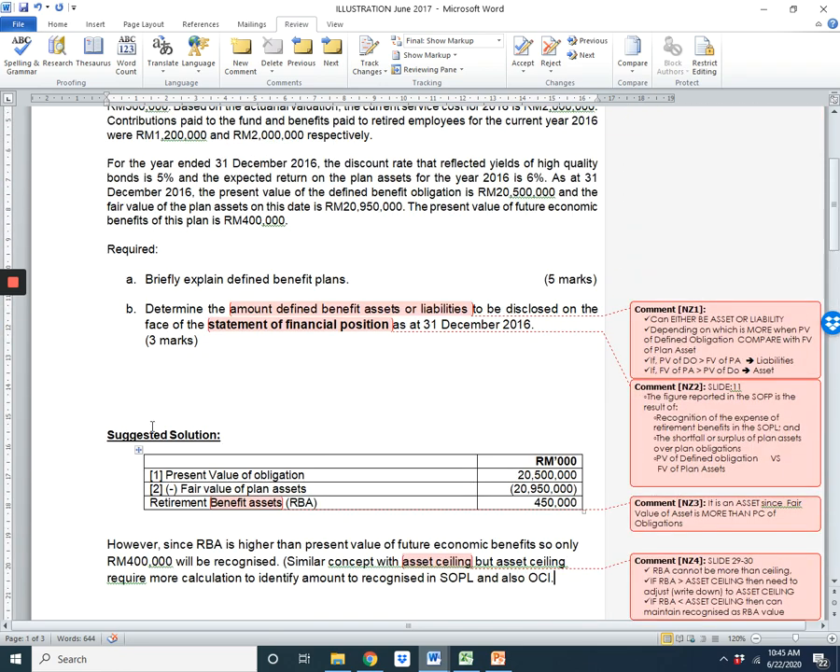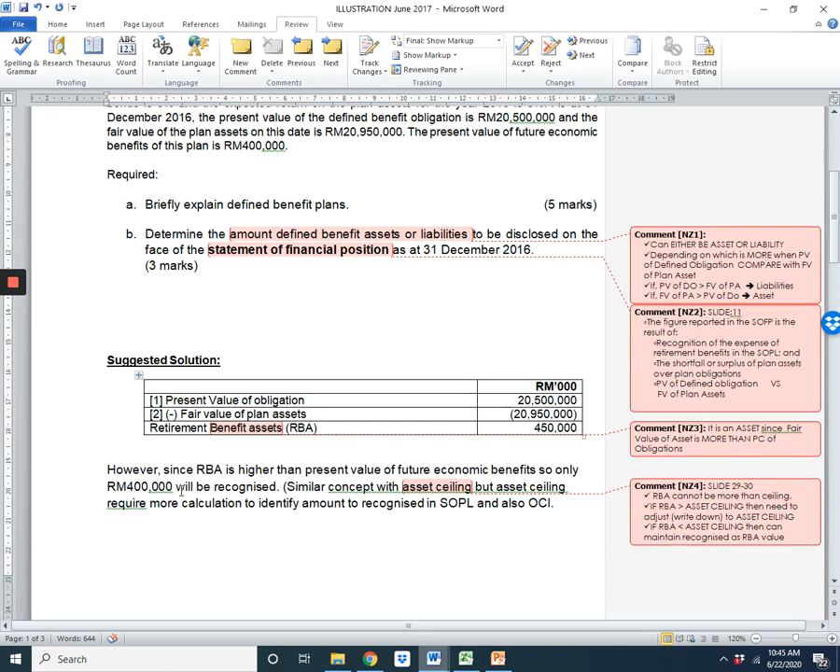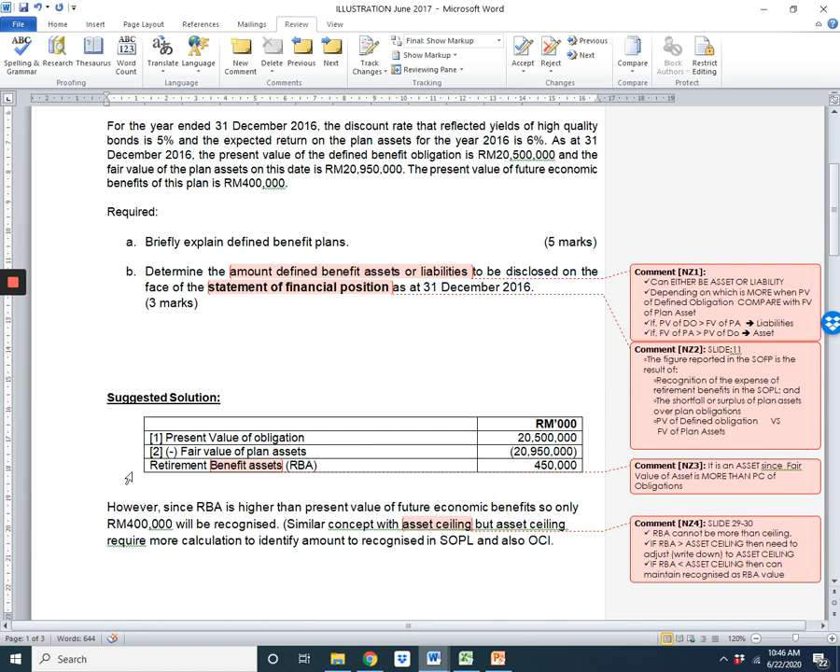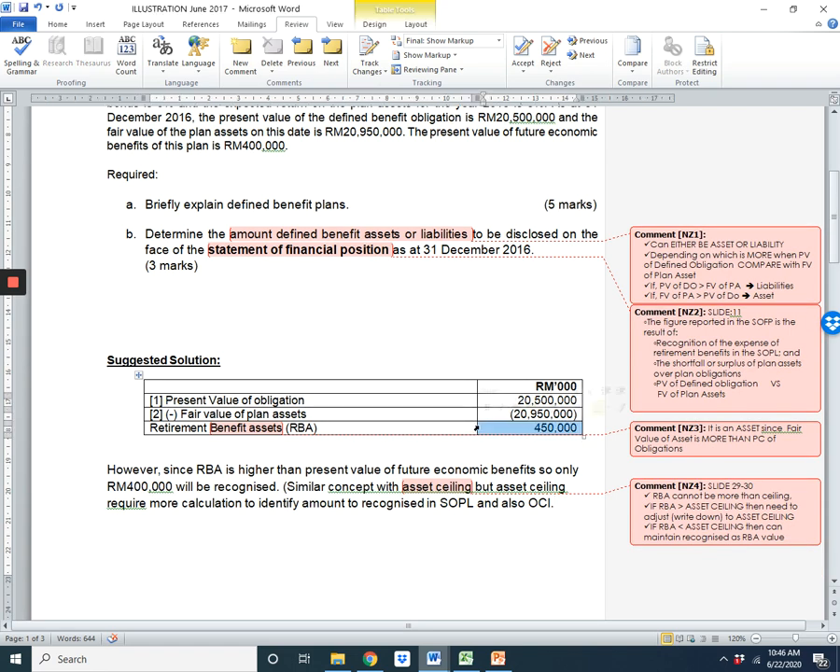Okay, because of that, when the question asks you determine the amount of defined benefit asset or liability to be disclosed on 31st December, what you do, you just compare present value of obligation with fair value of plan asset. So what do we have? As at 31st December, the present value of the defined obligation 20,500,000, fair value of the plan asset on this date 20,950,000. Kalau you banding macam ni, you can see that asset lagi besar kan. So when you compare it, you will get retirement benefit asset 450,000. So maknanya dia akan berada bawah asset.